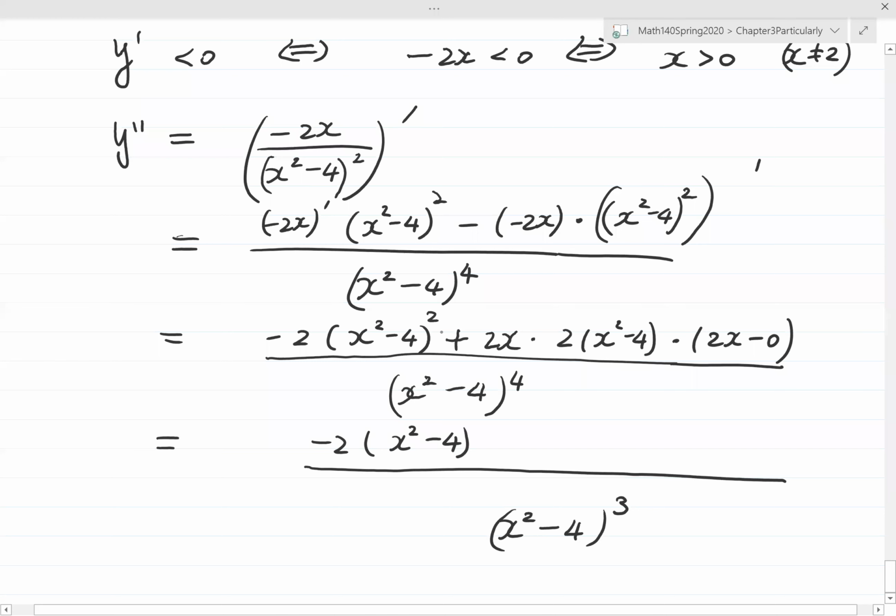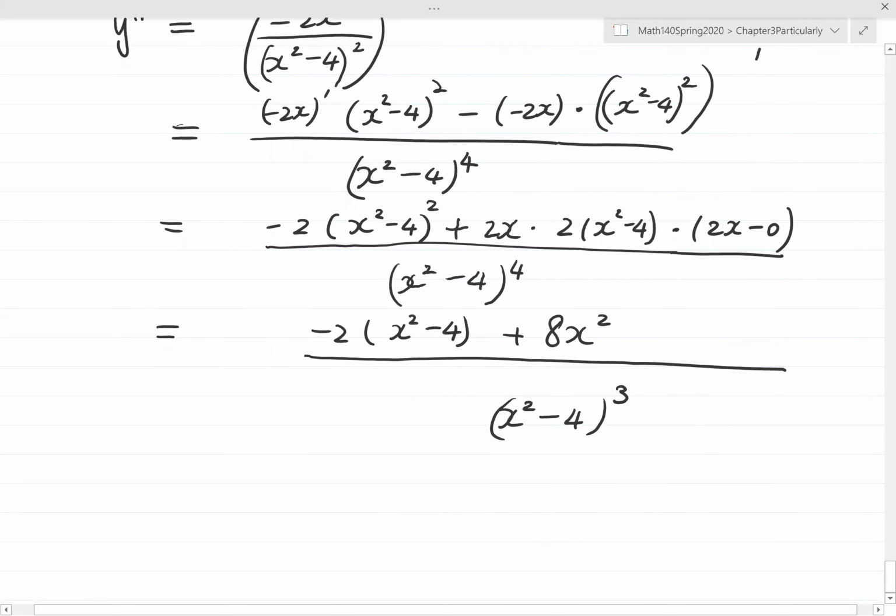We already canceled a factor x squared minus 4. Then what's remaining is 2 times 2x, 4x. 4x times 2x, so this is the 8x squared. Then what is remaining is we simplify this again.